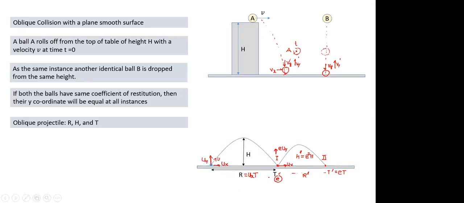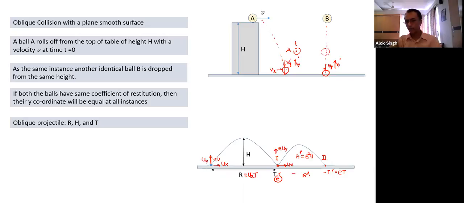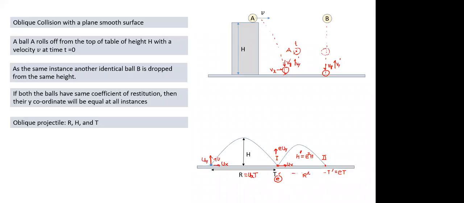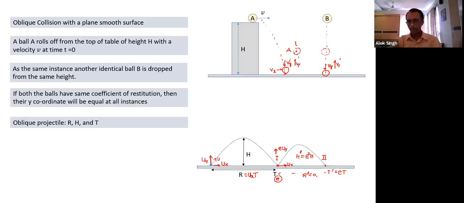So what has happened here? Can I write R dash now? What is R dash? How much will R dash be? Ux remains unchanged and T becomes ET, so it will be Ux into ET. Yes, it will be E times R.